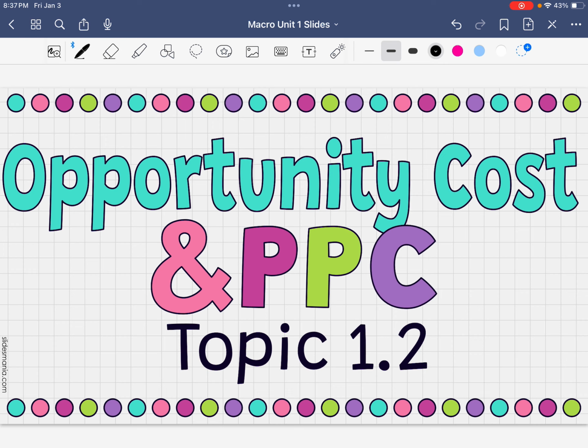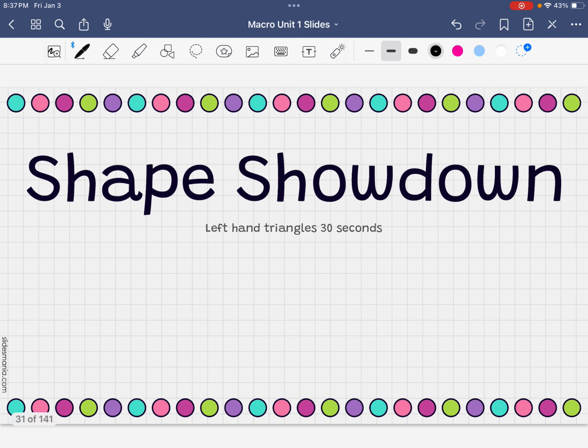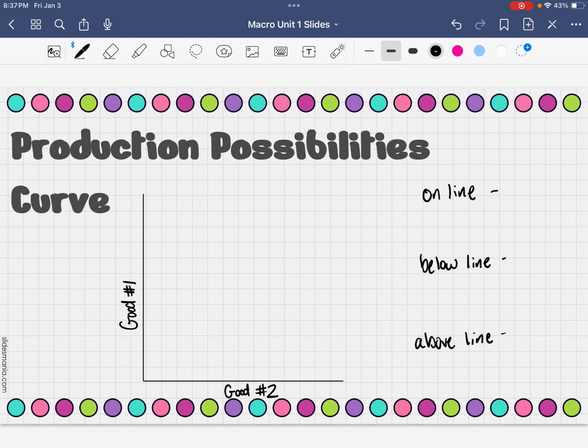So in economics, we like to put things in a visual way. So we use graphs and we use models and we use charts to do so. So today we're going to learn our first graph. It's called the PPC, the Production Possibilities Curve, and it is topic 1.2. And we can't do this fun stuff that I had planned for class. But basically, here's what a production possibilities curve is.